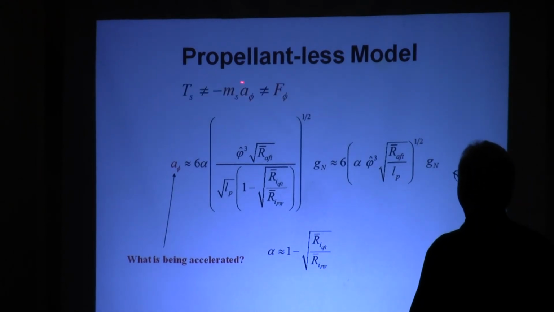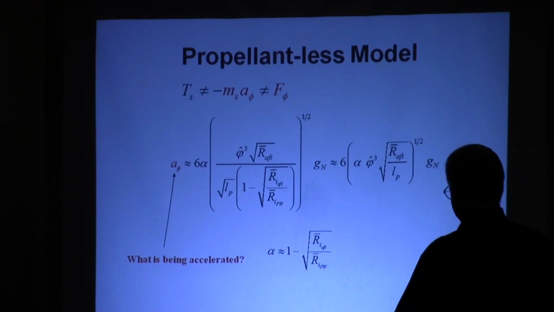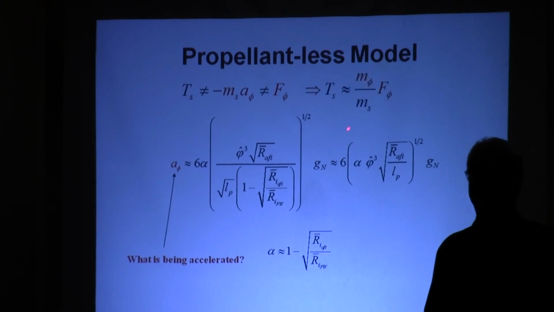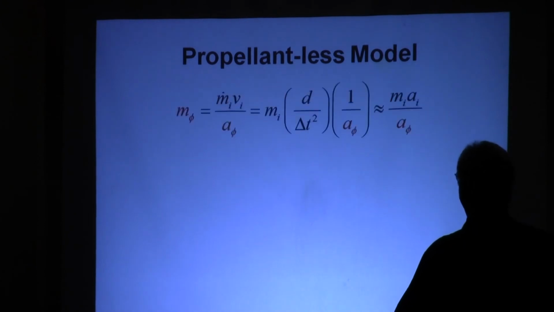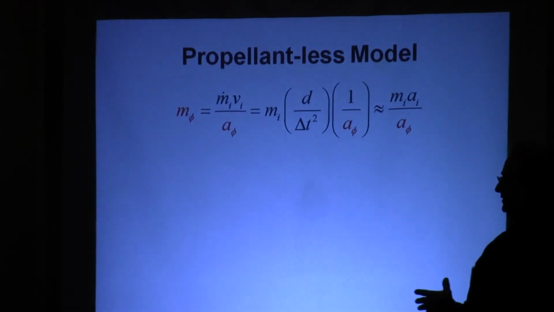You can't just assume that it's the mass of the ship times the field acceleration equal to the field force. So just as a mind thing, I said, well, it's going to be something on the order of the ratio of the mass of the field versus the ship mass times the field force. And when you do that, you can define this field mass with this equation, where this is your particular mass that you're accelerating.